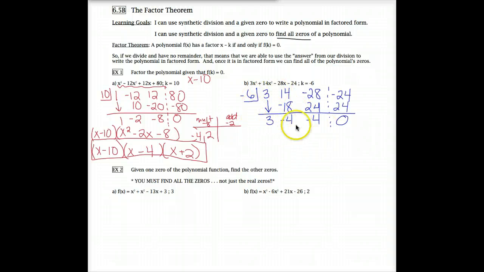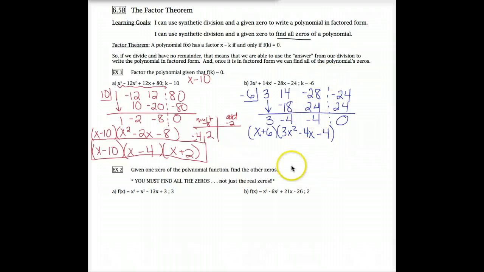So what this means is that when I divided by x plus 6, because remember it's minus negatives become pluses, I get 3x squared. That's what this 3 means. This negative 4 means negative 4x, and this one means minus 4. So now I need to write that in fully factored form.